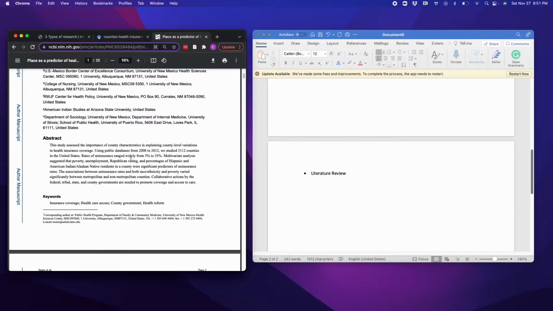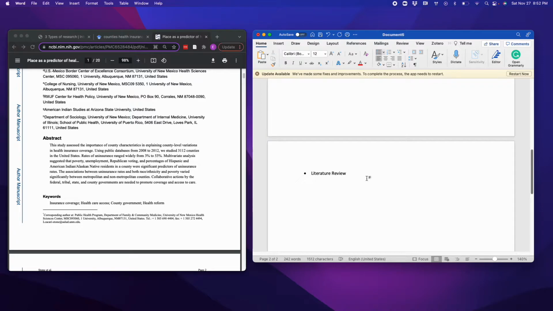It's assessing the importance of county characteristics and explaining county variation. There's a wide range in terms of health insurance, ranging from 3 to 53%. The analysis finds that poverty, unemployment, voting, and race made significant differences. So this article is directly related to what I'm studying.